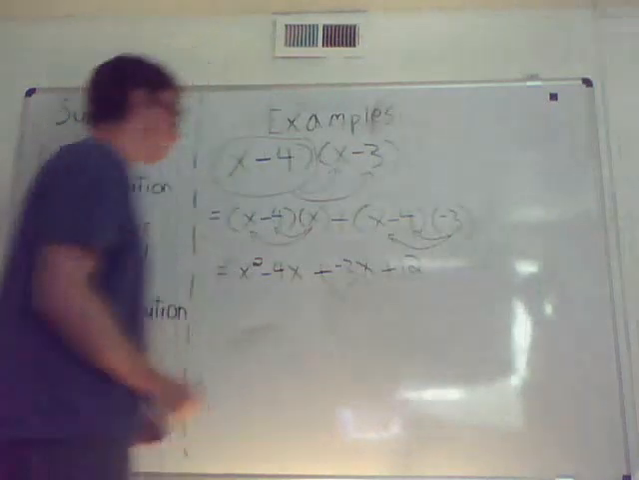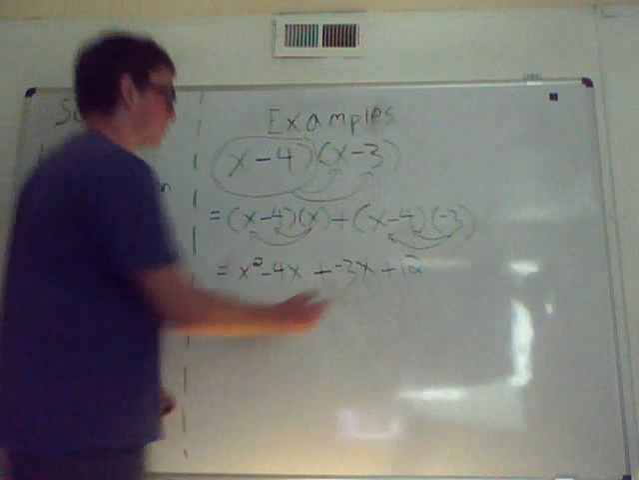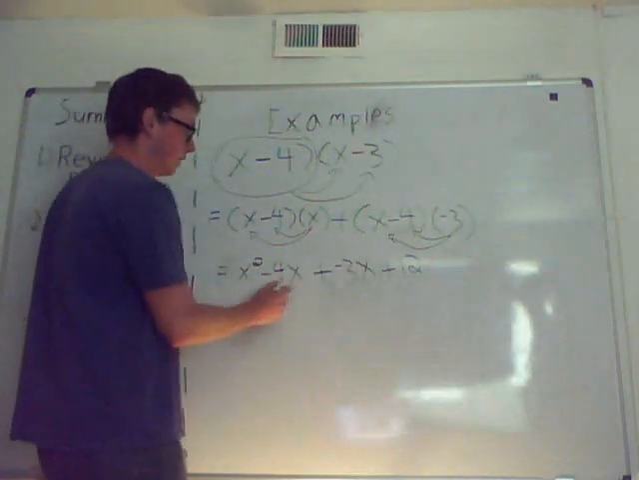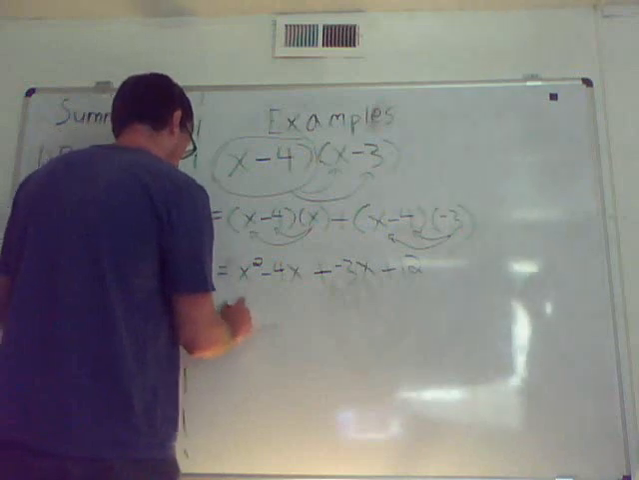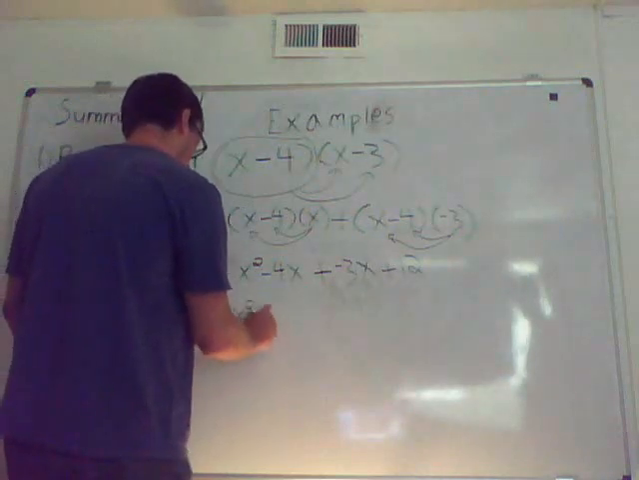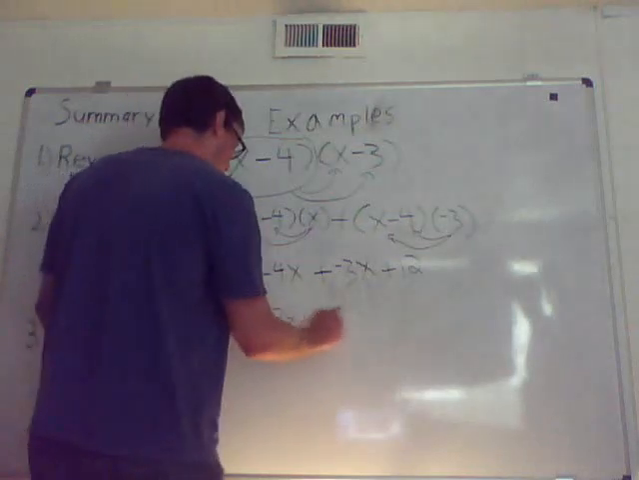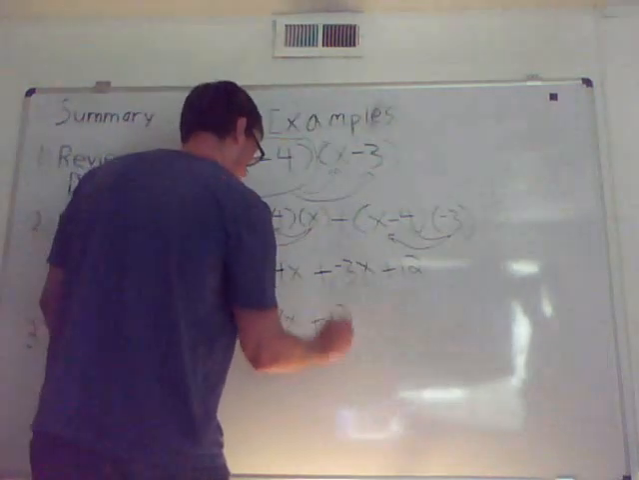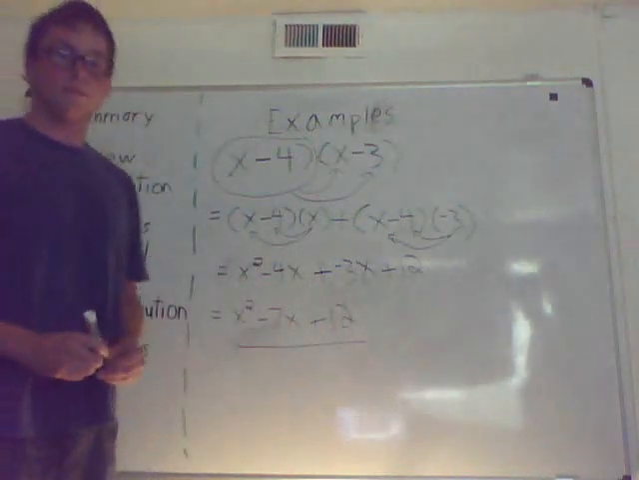Okay, so now all we have left doing is combining like terms. And the only like terms here are negative 3x and negative 4x. And so that's going to end up equaling x squared minus 7x plus 12. And this is your final answer.